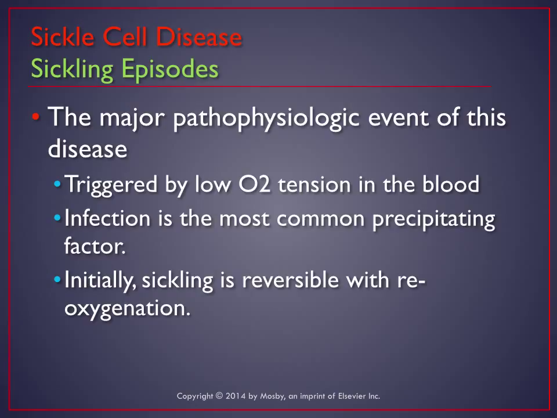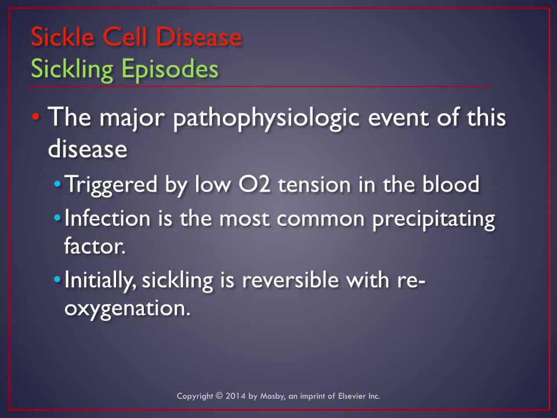As I said, the major point is when there are sickling episodes or triggering episodes, and they are triggered when there is a low oxygen tension in the blood. Hypoxia or deoxygenation of the RBC can be caused by various reasons. It can be by bacterial infection, high altitude, emotional or physical stress, surgery, and blood loss. And infection is the most common precipitating factor.